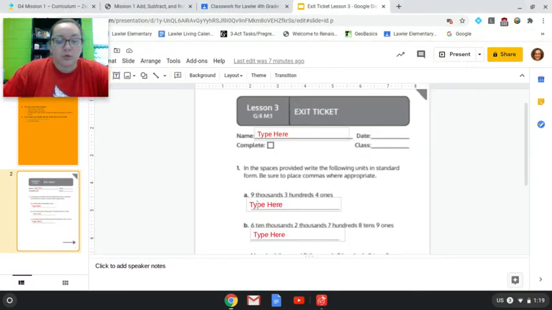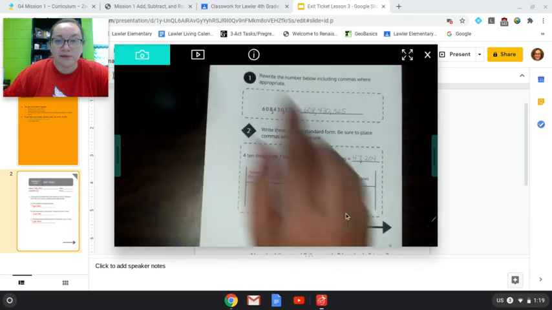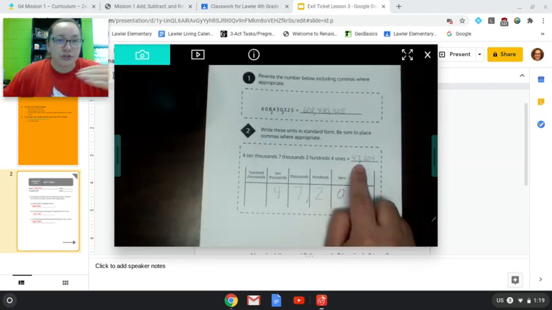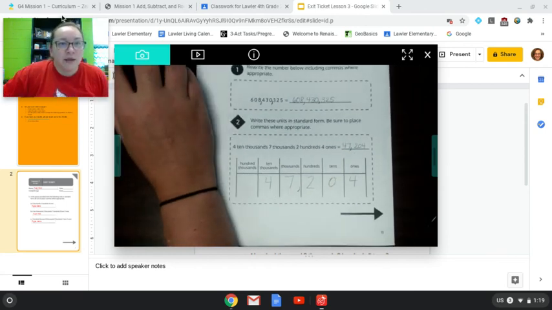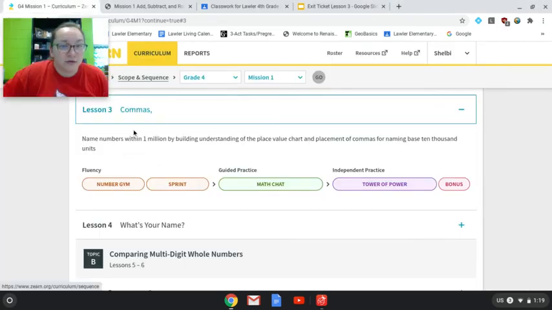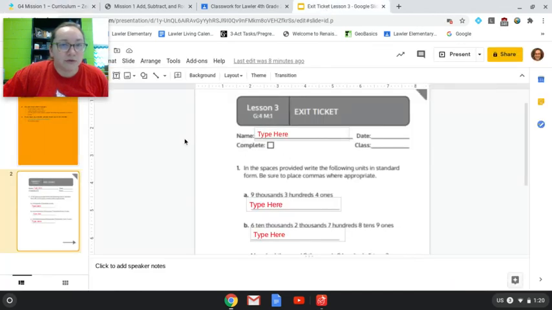So you're going to take this, put it where it goes, and then put the number in standard form. Standard form is this form right here. It's just the numbers. Standard form is just the numbers. Okay? We're going to talk about the other forms later on. So what you're going to do today is you are going to complete lesson 3, number gym, sprint. You have a math chat, tower of power, and you can do bonus. You're going to complete lesson 3, which is commas. And then you're going to do your lesson 3 exit ticket.